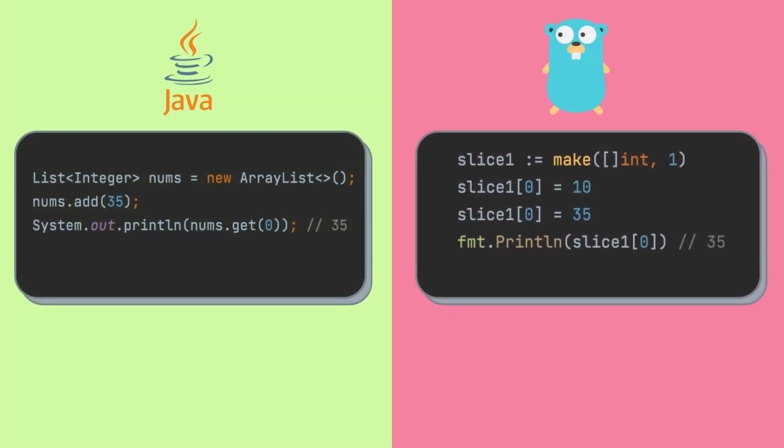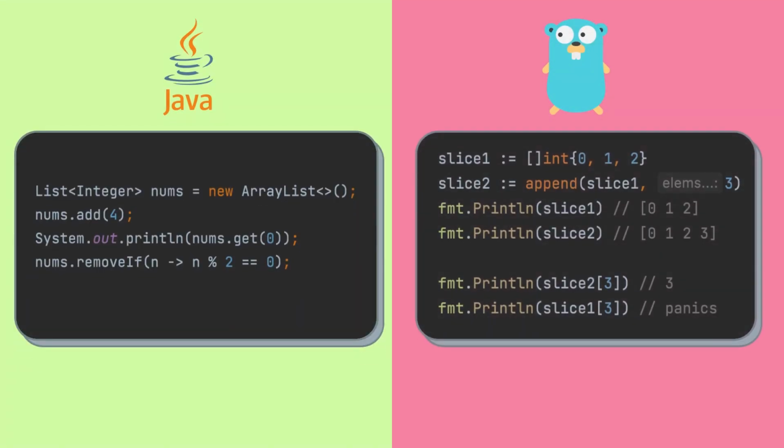We can see from the right snippet that setting, overriding, and accessing an element at a position is the same as arrays in Go. Go has a built-in function append to add elements at the end of a slice. This is how we grow a slice in Go.